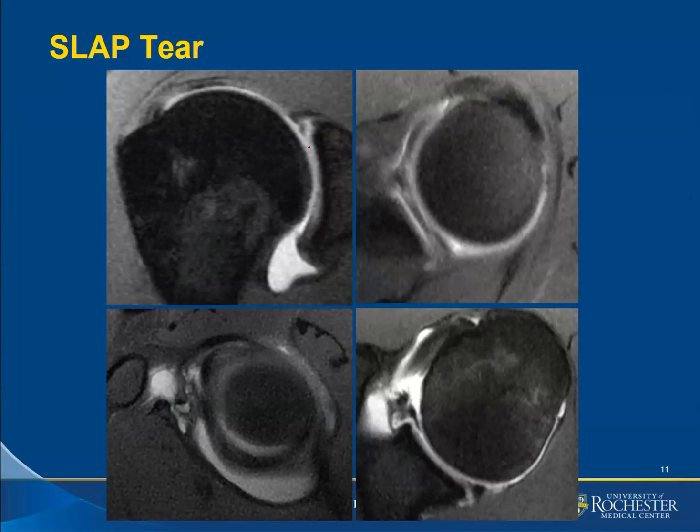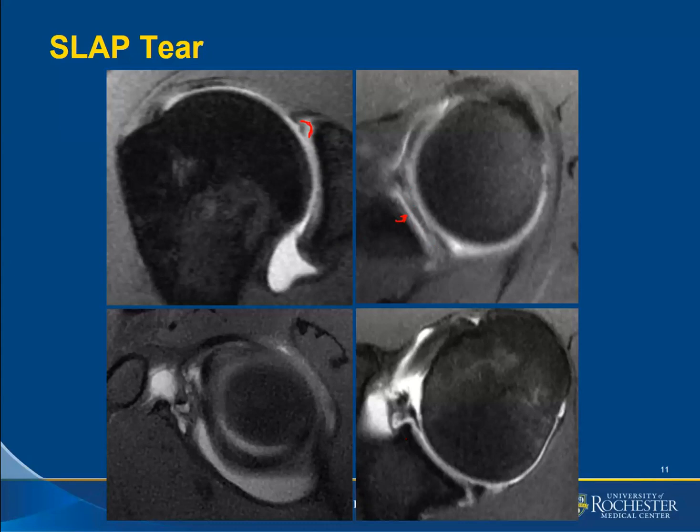As these SLAP tears get worse in extent, we can see in this case contrast extending at the chondrolabral junction and then extending into the substance of the labrum. On the axial projection, we could see that the labrum is lifted off of the glenoid, and the tear is propagating posteriorly, posterior to the biceps labral anchor.